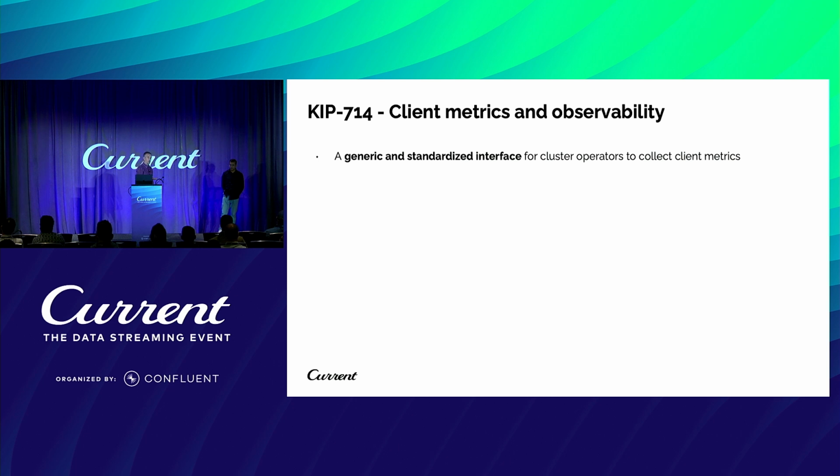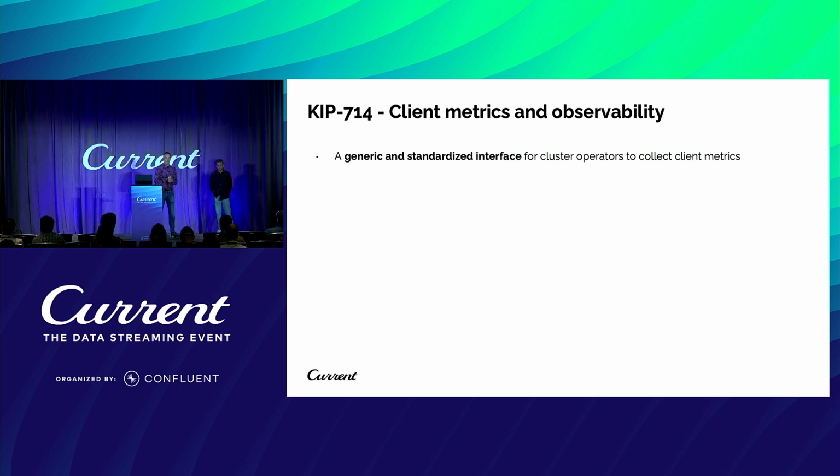So let's talk about KIP 714 and what it does. It's called Client Metrics and Observability. This was a very, very painful KIP. It took 2.5 years from its initial writing to getting voted. It was pretty controversial, and it took lots of twists and turns before it finally landed. But this is what it turned into.